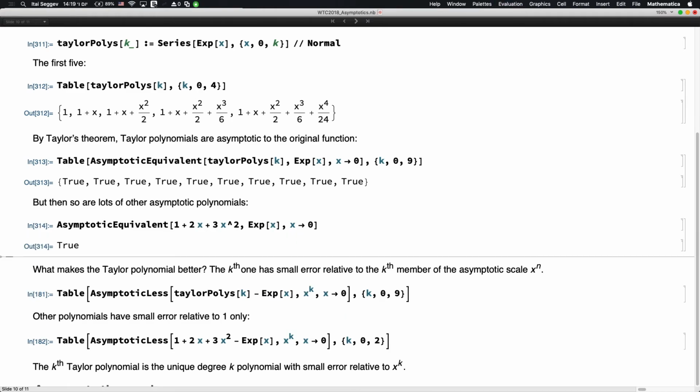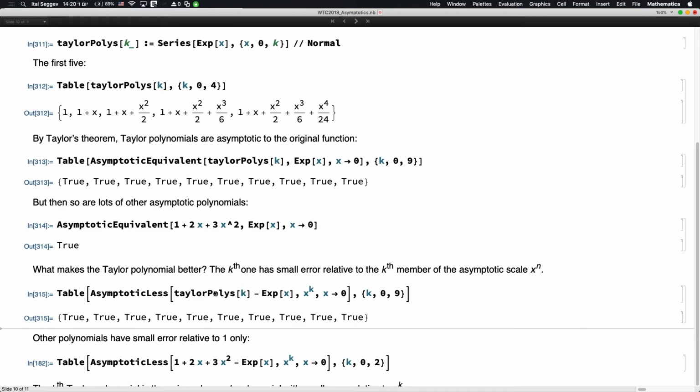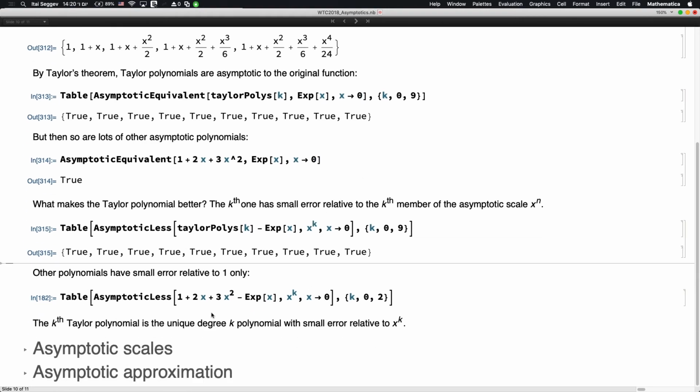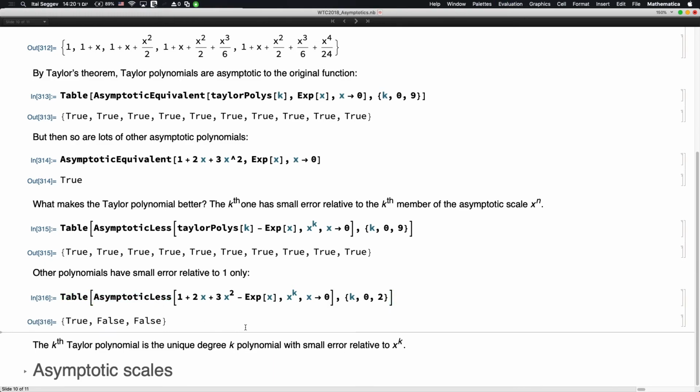So, power series, asymptotic scales, and more. I'm running low on time, but I think I can still do most of this. Let's look at the kth Taylor polynomial, or Maclaurin polynomial, of e to the x. Just to refresh our memory, there are the first 5. Well, e to the x is asymptotically equivalent to every one of its Taylor polynomials. In fact, that's basically the content of Taylor's theorem, or at least a consequence of it. But there are lots of other polynomials which are asymptotically equivalent to e to the x. So what makes the kth Taylor polynomial better?